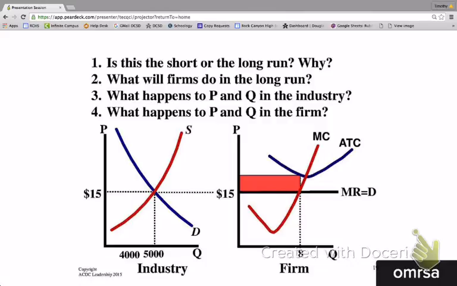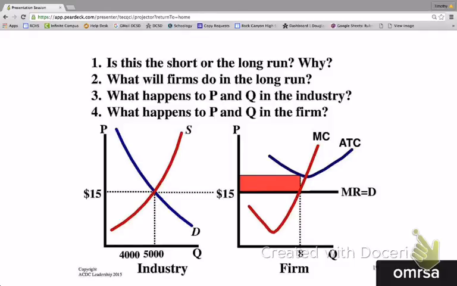Now, in this graph here, is this the short run or the long run? Well, this has to be the short run, because here we see economic losses are being made by the individual firm because the price is below the minimum of average total cost. And that's how we know that.